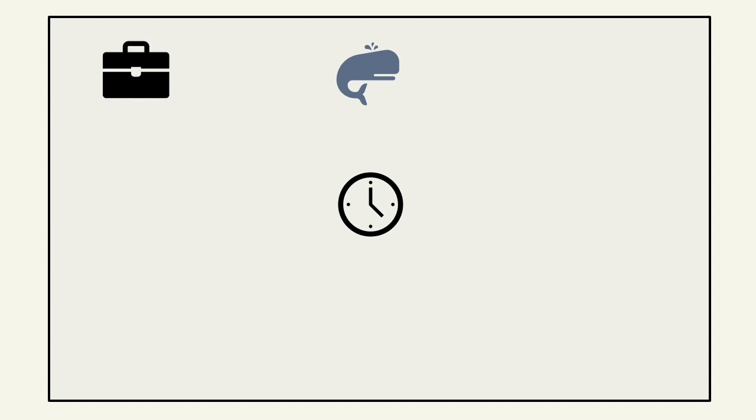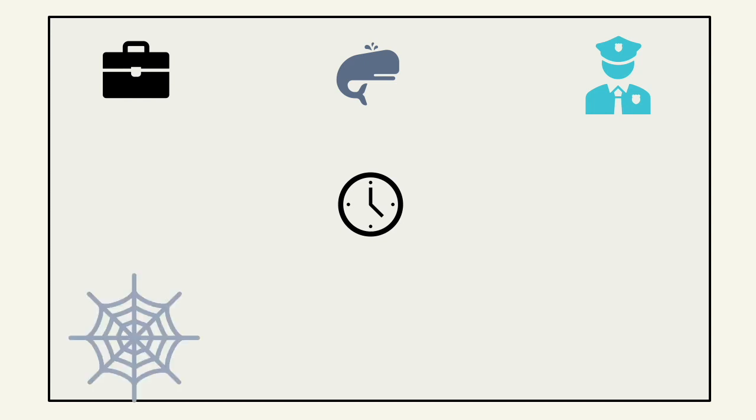If there is a briefcase over here, you could say there is a briefcase next to the whale on the left. Or you could say there is a briefcase on the top left of the paper. With the same concept, if there is a policeman over there, you could say there is a policeman on the top right of the paper. And if there is a spider web over there, you could say there is a spider web on the bottom left of the paper.